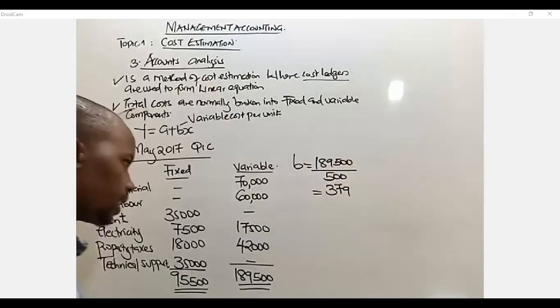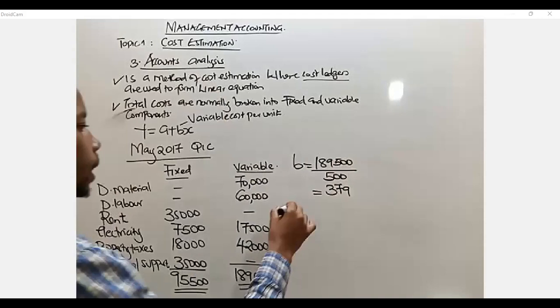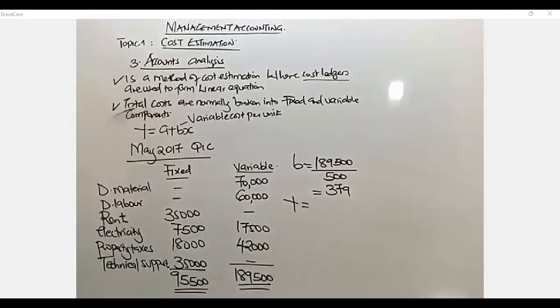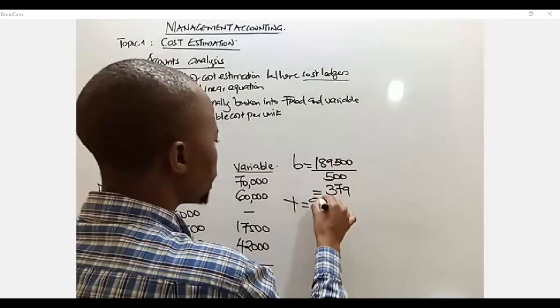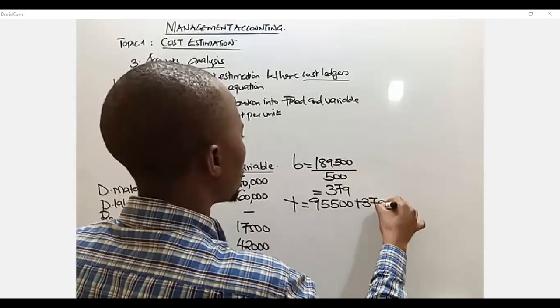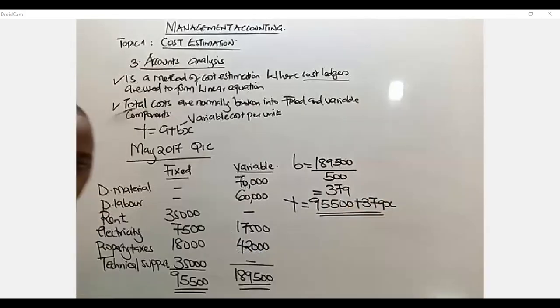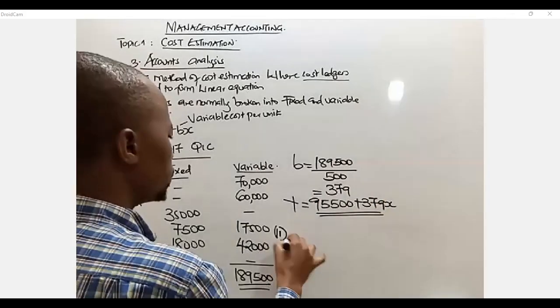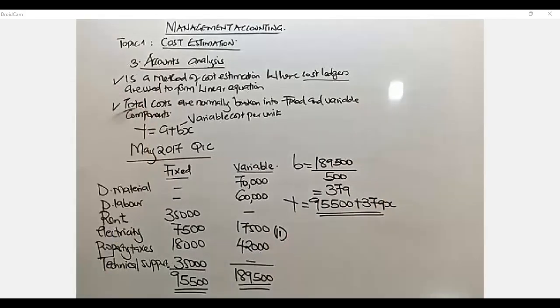So when I'm formulating my equation, I will say my y is equal to, we know very well that our A is the total fixed cost, which is 95,500 plus 379x. So that is how you formulate using the accounts analysis method. When I look at requirement number 2, I'm being told that Baraka Limited intends to produce 700 units during the month of June 2017. Estimate the total cost incurred.